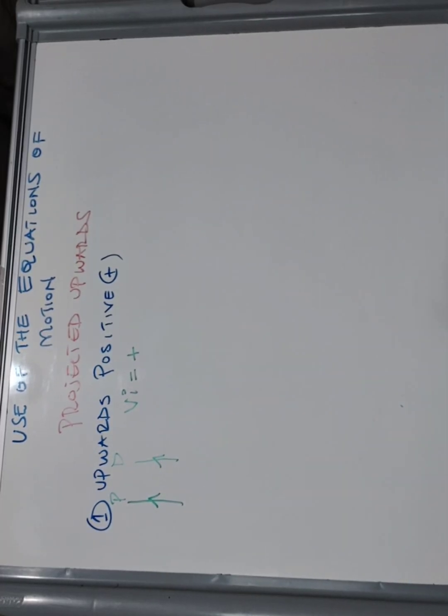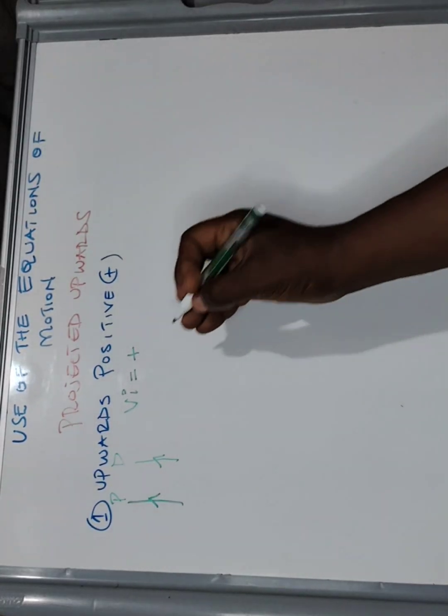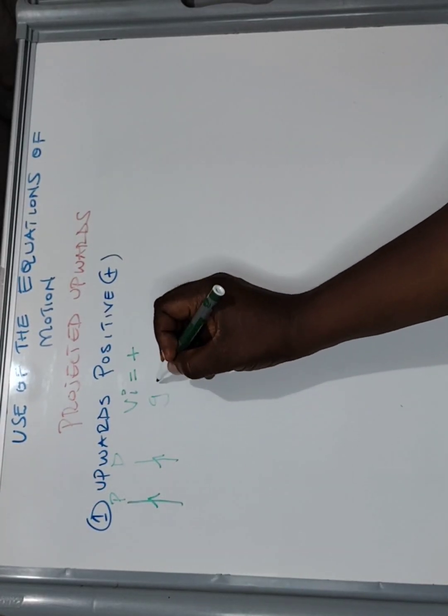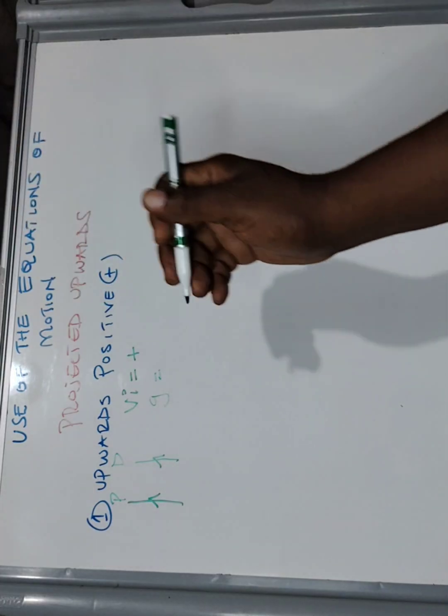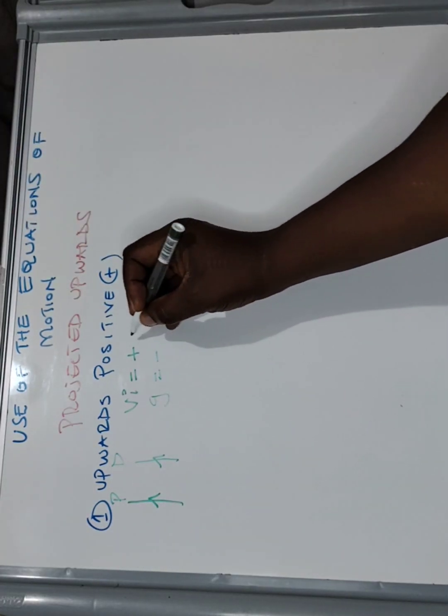Then what else is important? What is important is G. Yes, the body is projected upwards. What is going to be our G? You have to remember that the G is always acting vertically downwards. So G is going in opposite direction to what we have chosen, because we took upward positive and the body is going upwards. So G is going downwards. So under this circumstance where the body is projected upwards, G is negative.